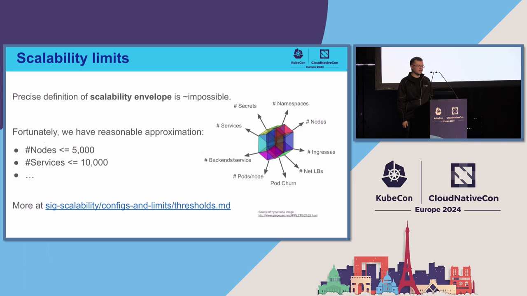The problem is that defining it precisely is pretty much impossible. Fortunately, we have a reasonable approximation of that. Things like number of nodes not greater than 5,000, number of services not greater than 10,000. We know many more. You can take a look into this link from the slides. There are still many TBDs there. Some of them we just need to document better. Some of them we still need to understand better. So there's still a lot of work here.